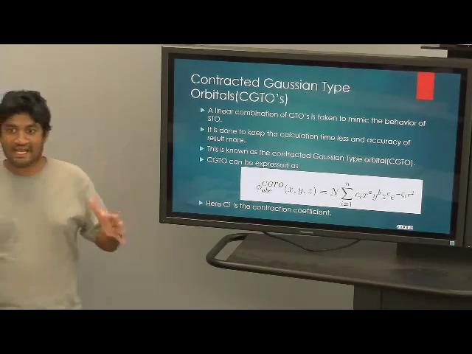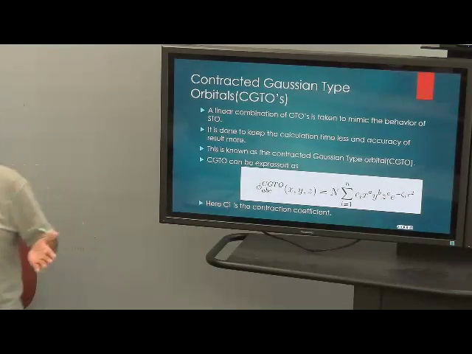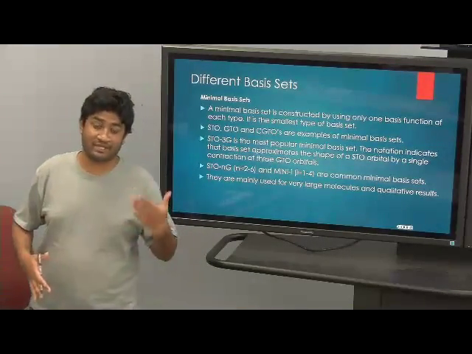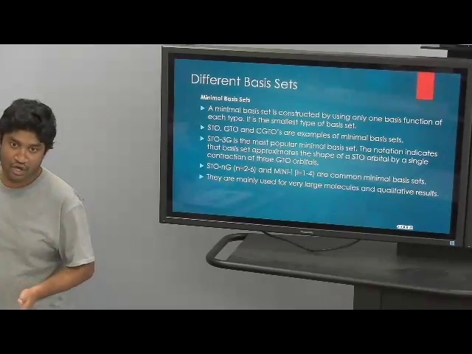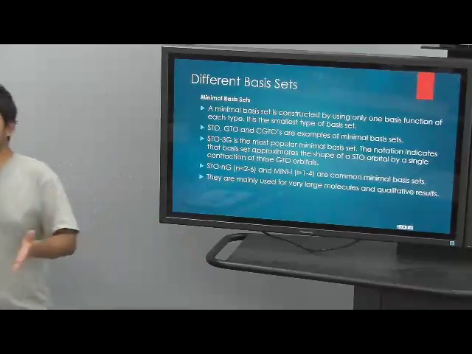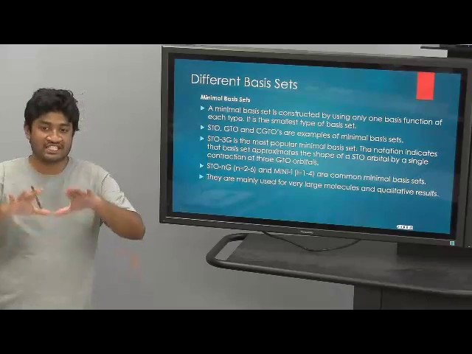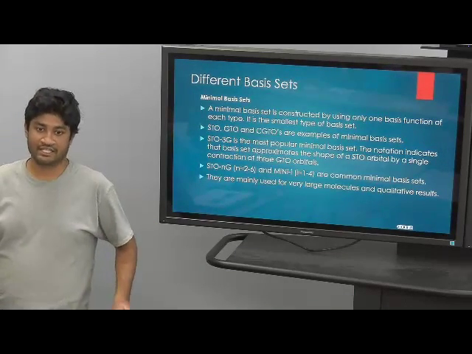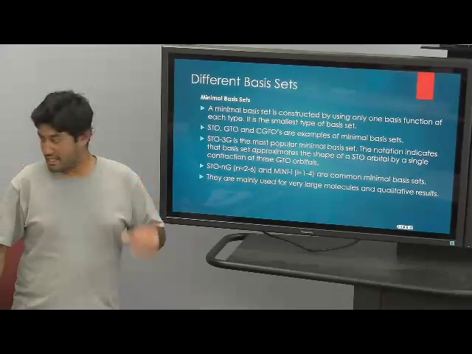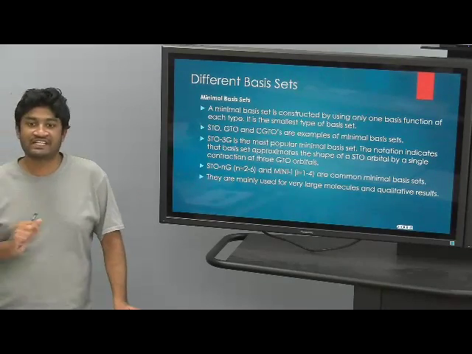According to the size of the basis set, it can be classified as a minimal basis set, double zeta basis set, or triple zeta basis set. A minimal basis set is constructed by taking one basis function of each type for each type of orbital, and it is the smallest type of basis set. STO, GTO, CGTO are common examples of the minimal basis set. STO-3G is the most common type of minimal basis set. The notation indicates that this basis set approximates the shape of an STO orbital by a single contraction of 6 GTOs.